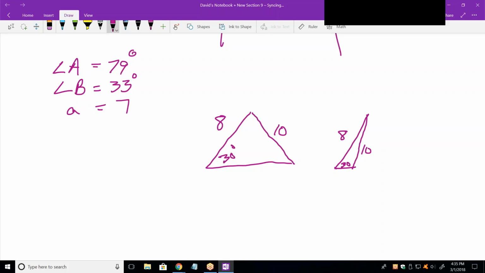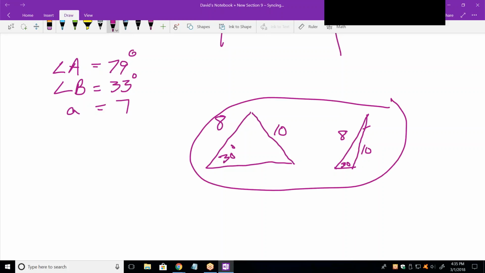Okay. And the reason we know the problem you gave me is not the ambiguous case is because we have two angles, which means we have three angles. Whereas in this situation over here, that angle is not the same as that angle, and that angle is not the same as that angle.